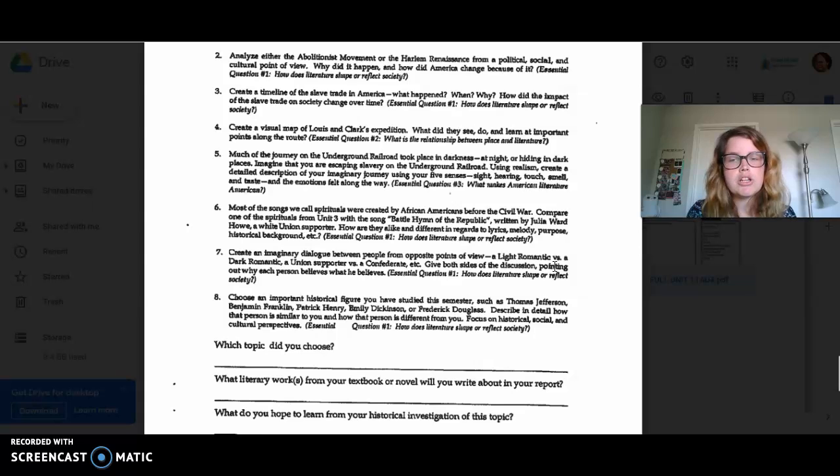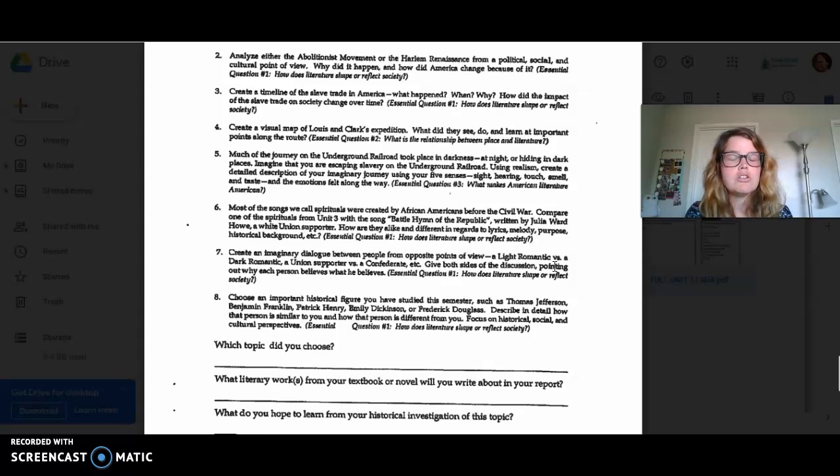5, much of the journey on the Underground Railroad took place in darkness, at night, or in hiding places. Imagine that you're escaping on the Underground Railroad. Using realism, create a detailed description of the imaginary journey using your 5 senses. The emotions felt along the way. So this one, it's kind of fun because it's creative writing.